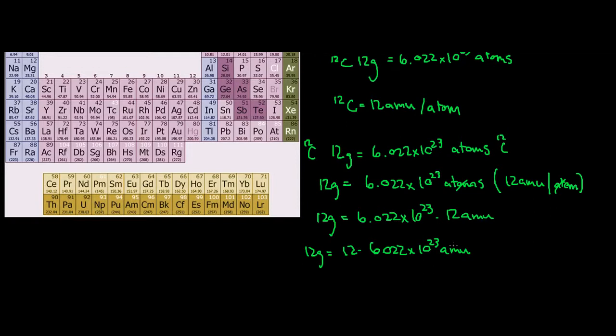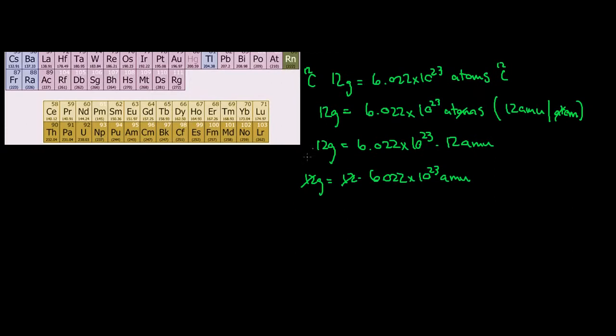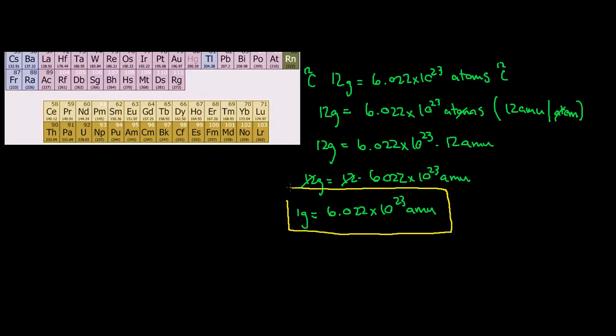Now, the reason why 12 was chosen is apparent, because these 12s are just going to cancel out and leave an easy conversion that 1 gram is equal to 6.022 times 10 to the 23rd atomic mass units. So now there is a direct correlation, or a relationship, between grams and atomic mass units.